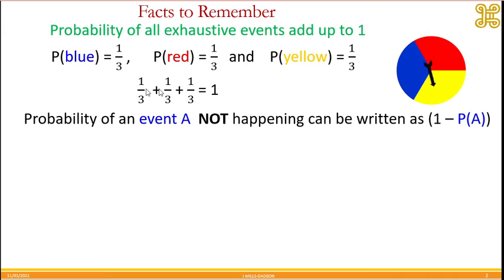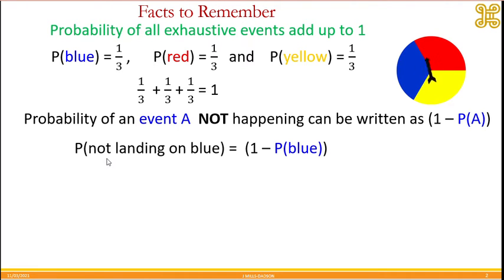Now from what we just talked about, it means that probability of an event A not happening can also be written as 1 minus probability of the event A happening. Example, probability that it will not land on blue could be worked out by just working out the probability that it will land on blue and taking our answer away from 1. So 1 minus a third is 2/3, which is exactly what this statement means.